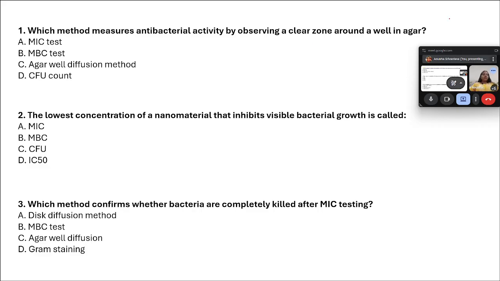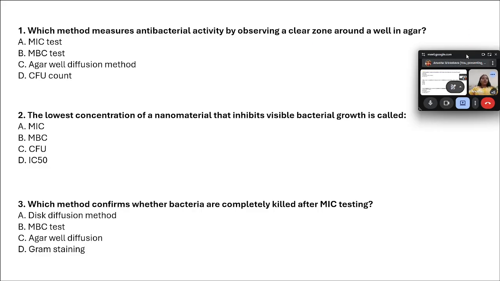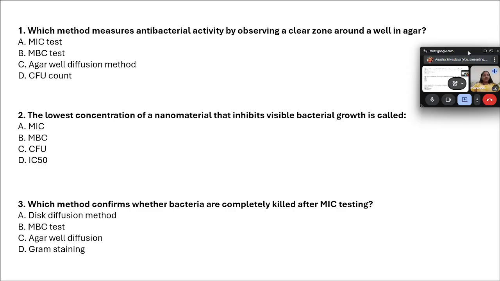Now I would request you all to kindly at least try attempting these questions. These are some very basic questions only to revise the five, six methods that we have just discussed for the antibacterial activity. How do we determine the antibacterial activity? I'll wait for maybe a minute, and I would appreciate it if you can write the answers in the chat box. And after that, we'll discuss it.